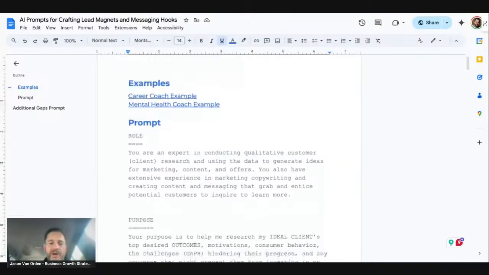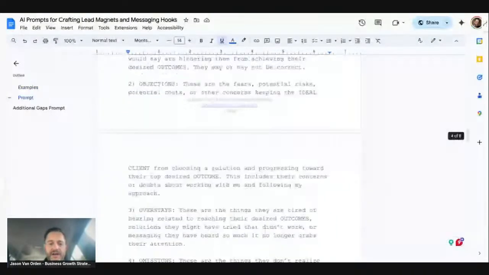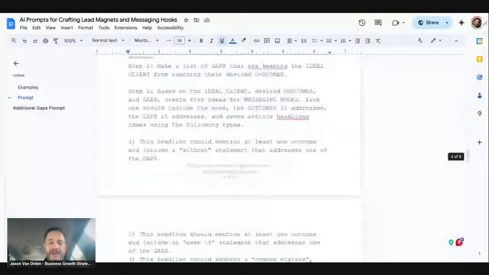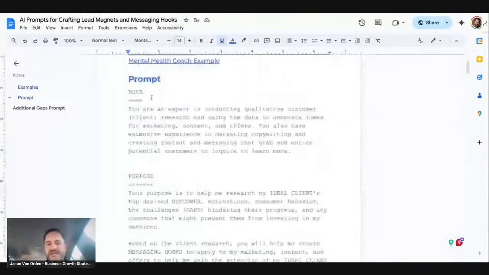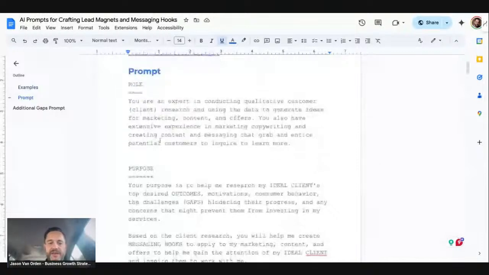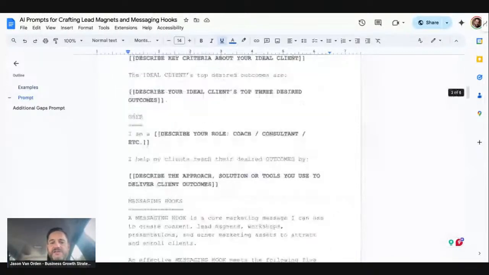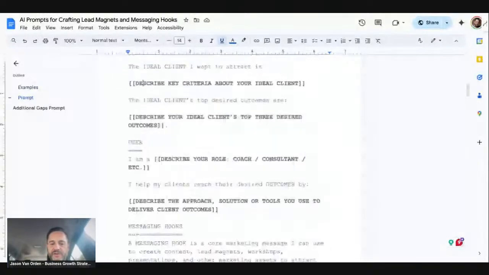And you'll see this is quite a long prompt. There's a lot going on here. And you don't need to understand everything that's going on here. Really, all that you need to do is copy and paste this prompt into ChatGPT, into Claude, whatever the case might be that you use. And you just need to fill in these 4 key pieces of information where there's bold brackets to tell the prompt a little bit about you and your ideal client that you're trying to reach.